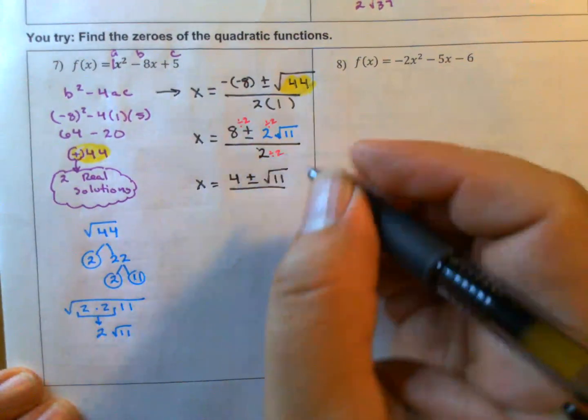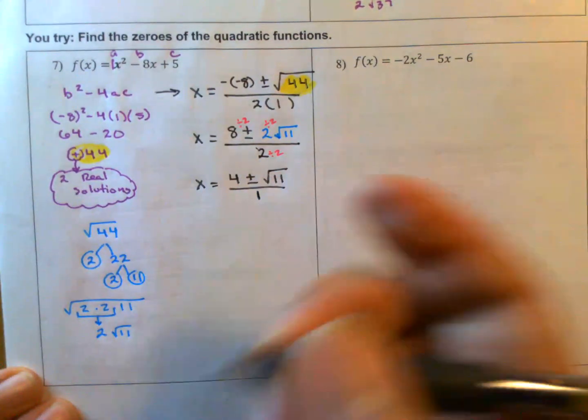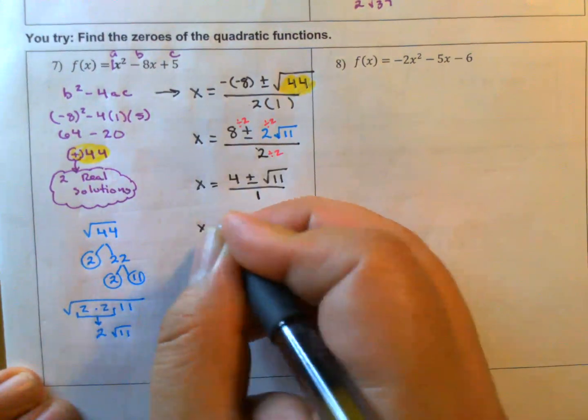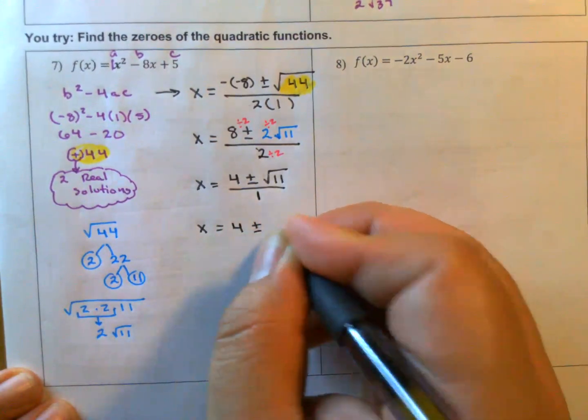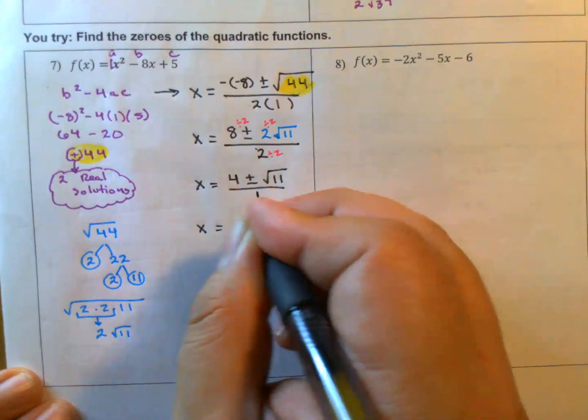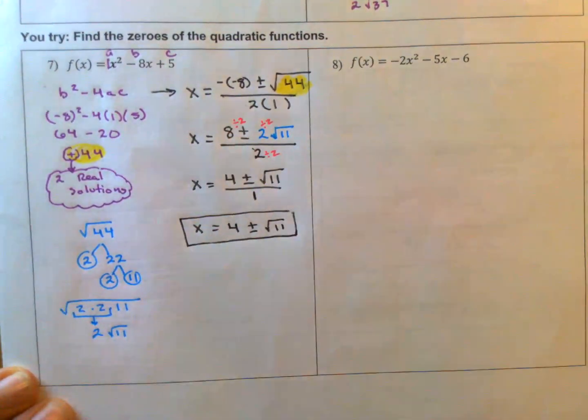All over 2 divided by 2 is just a 1, which normally we would never write. So here's my answer. It should just be 4 plus or minus the square root of 11. And just like that, we have our two solutions. Don't forget, we have two of them because of the plus or minus.